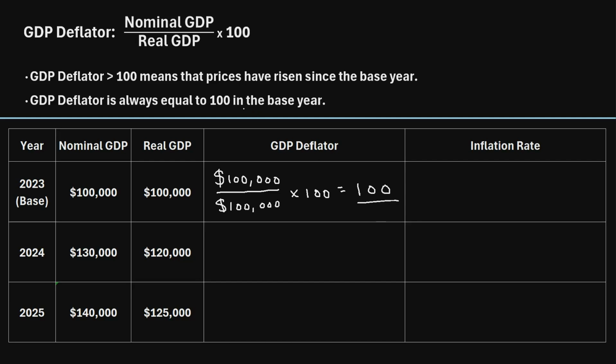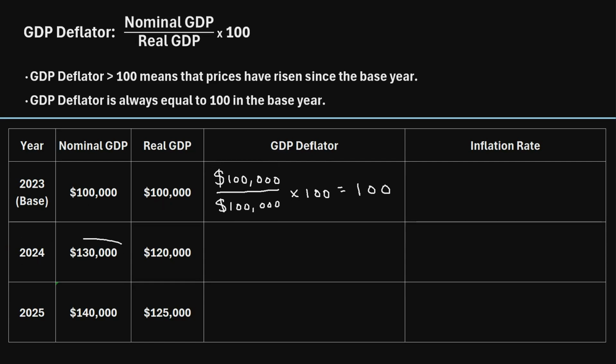And as we mentioned earlier, the GDP deflator is always equal to 100 in the base year. And the reason for that is because the nominal GDP and the real GDP for the base year will always be the same. So this fraction right here will just always be equal to 1. So 1 times 100 is just 100. Now let's calculate the GDP deflator for 2024.